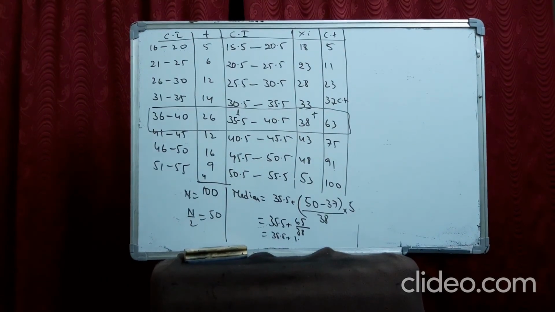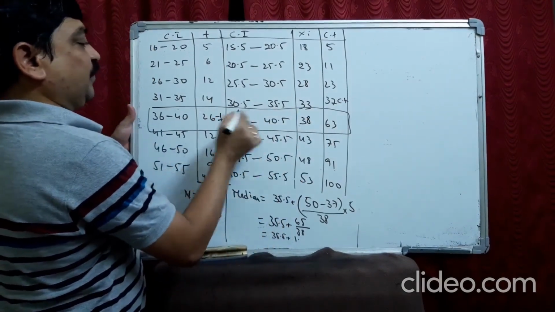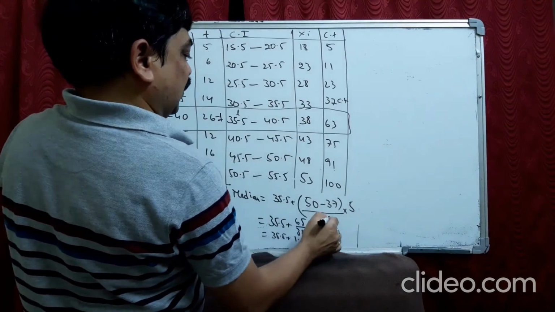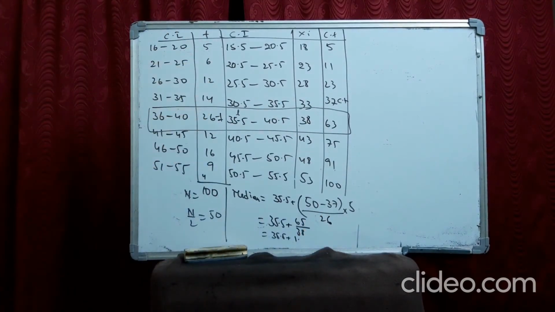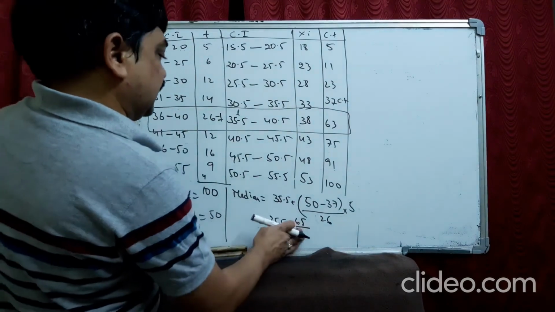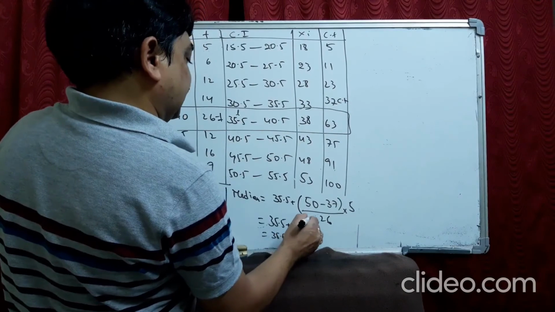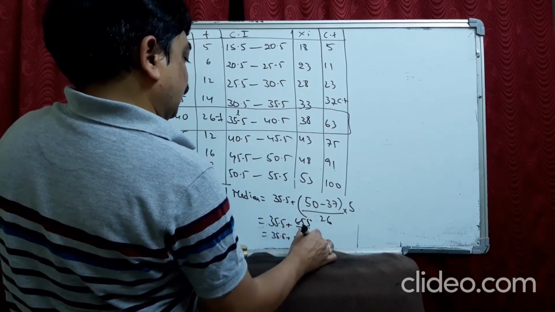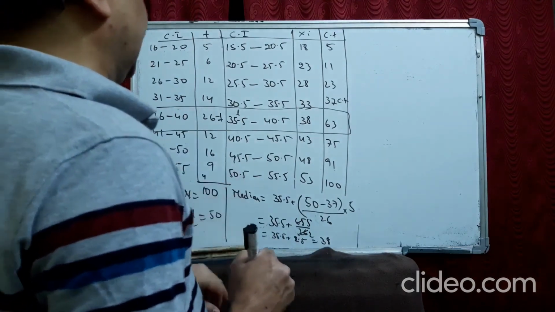I'm sorry, I took F wrong again. F is from frequency, no? It should be from the frequency column. F is 26 here, I'm sorry. Now 26. That means 13 into 5 is 65, 65 by 26 is 2.5. So the median will be 38 now.